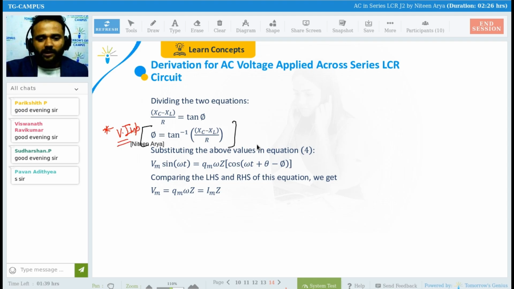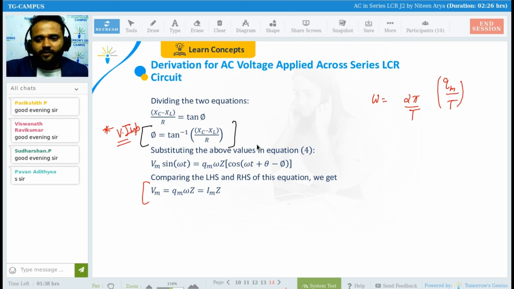Substituting the above values in equation 4, Vm sin omega t equals Qm omega Z cos(omega t plus theta minus phi). Comparing LHS and RHS of the equation, we get Vm equals Qm omega Z, where Qm omega is Im, because omega is 2 pi by T. Clear? And if I put Qm upon T, it gives me Im. Im stands for the maximum peak value. Is this clear, everyone?